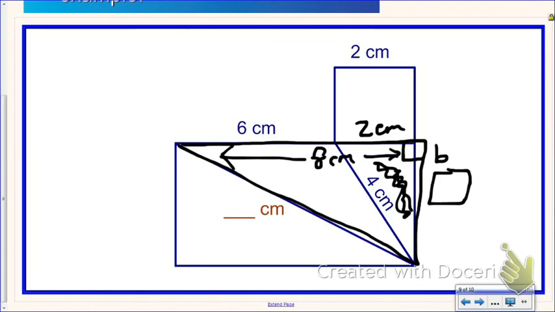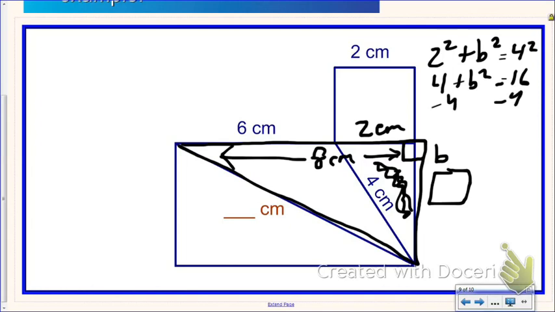On the little right triangle on the right side, this would be side B. So we're going to go 2 squared plus b squared equals 4 squared, because the hypotenuse of that small right triangle is 4. So that would be 4 plus b squared equals 16. Now if I subtract 4 from both sides, I get b squared equals 12, and the square root of 12 is 3.46.